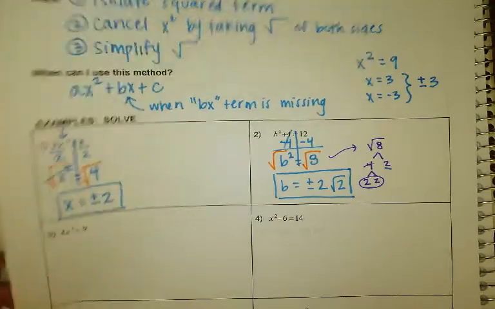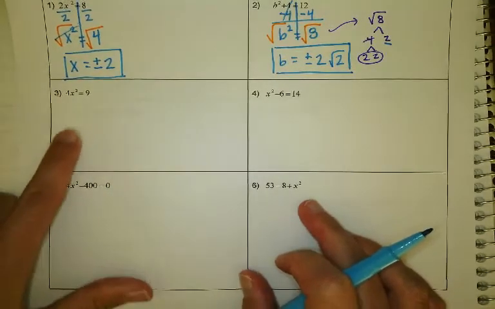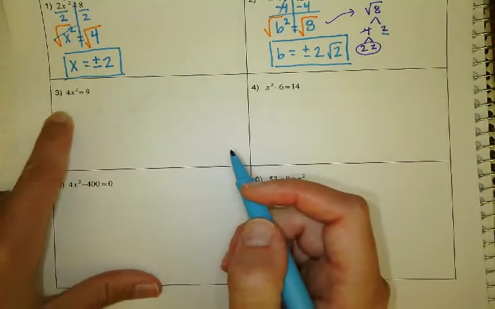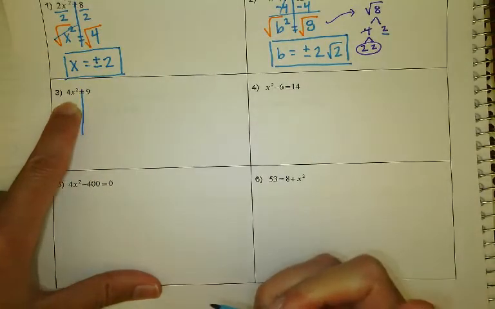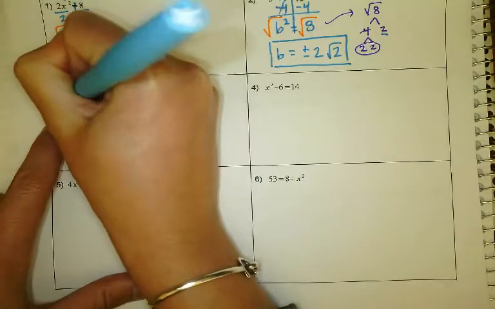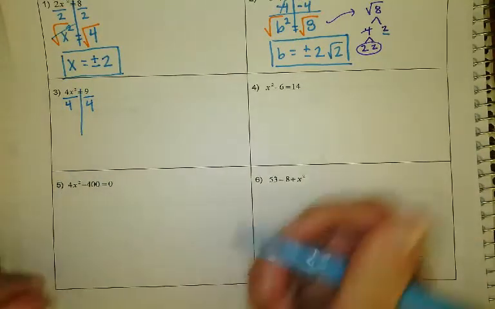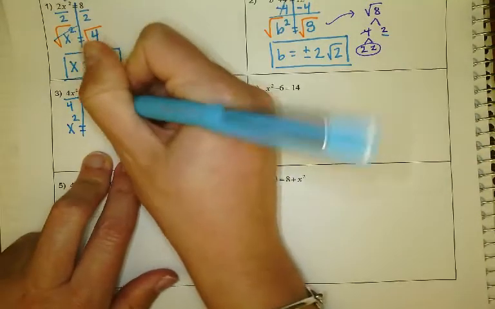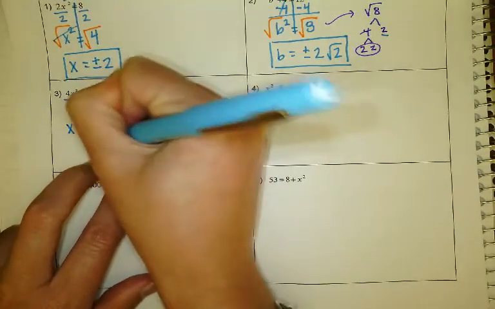Okay, let's try another one. All right, number 3. We have 4x squared equals 9. Okay, so let's cancel that 4 by dividing, since it's trying to multiply by x squared. So I get x squared equals 9/4, and I know it's tempting to make this a decimal, but I don't want you to. I want you to leave it as a fraction.